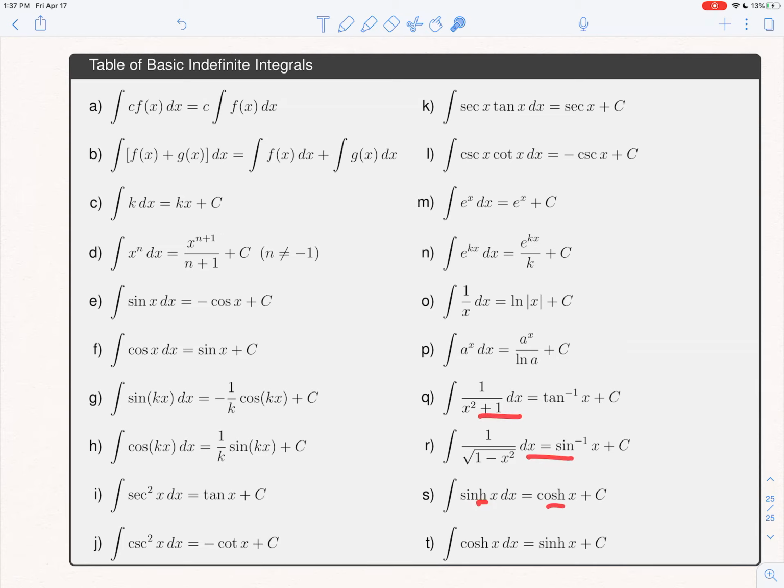You know, arctangent, inverse sine, sinh, cosh, so on and so forth. So again, most of these are things you already know in terms of derivatives, but here's just a couple of ones that are specific that you should put in your back pocket and make sure that you know. So I hope that helps.